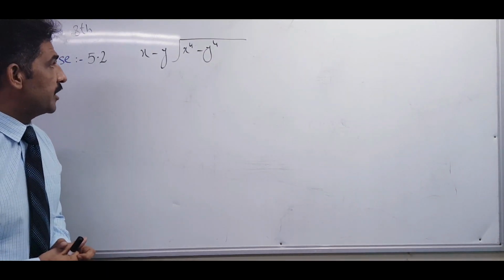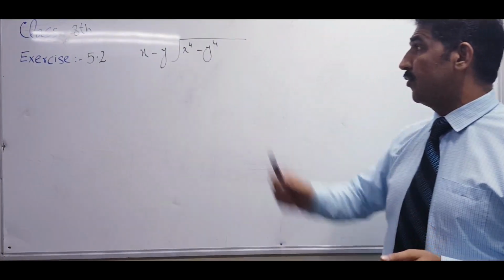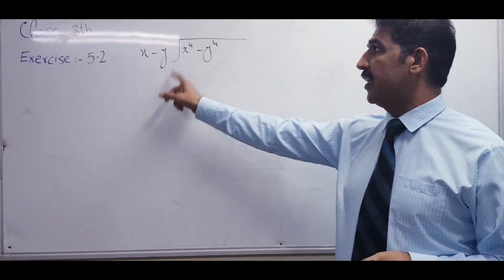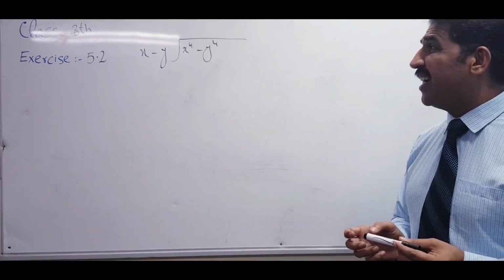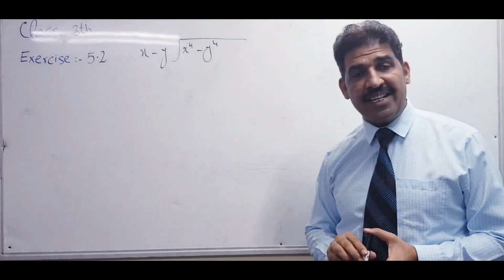Today I am going to explain a very important question of division, that x raised power 4 minus y raised power 4 divided by x minus y. Why is it very important? Because here it's not in a proper descending order form.